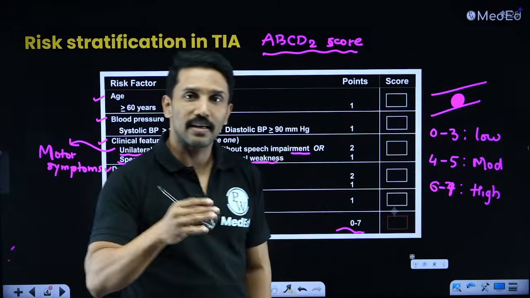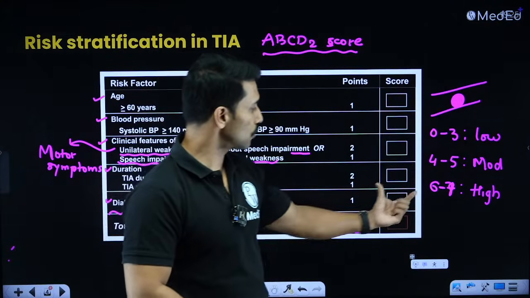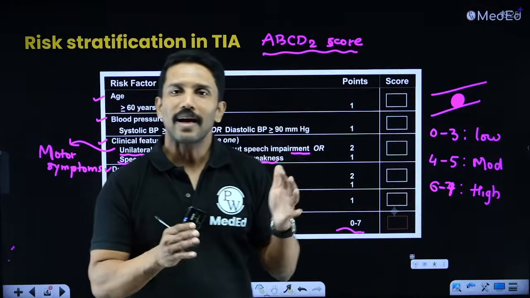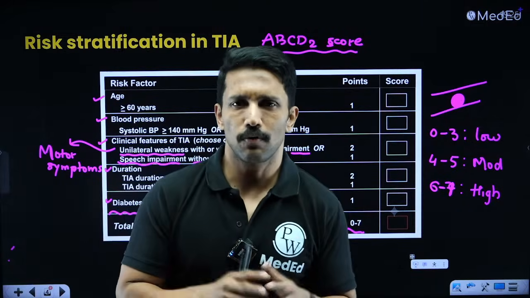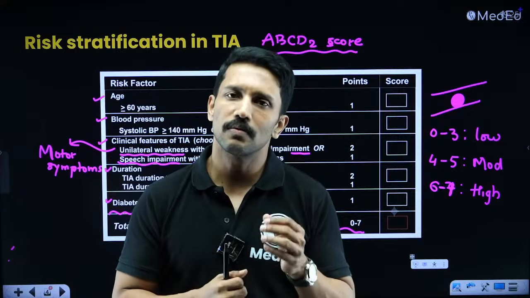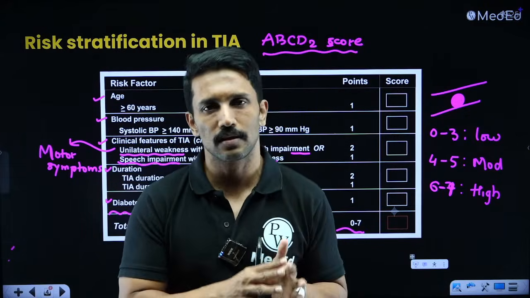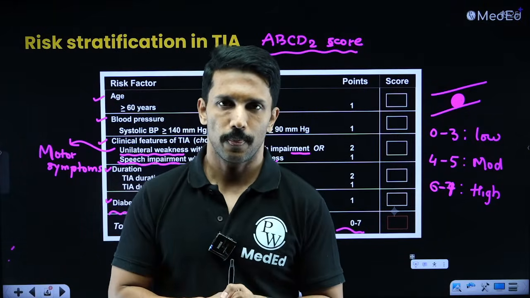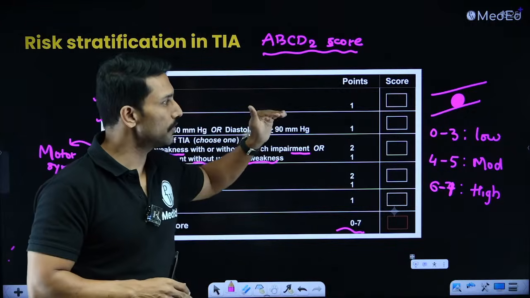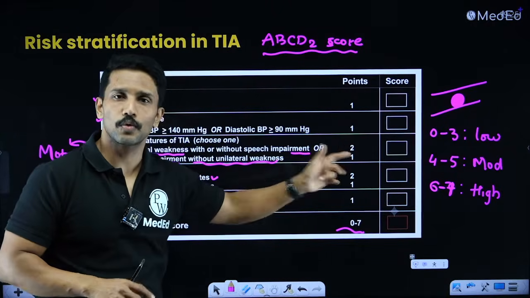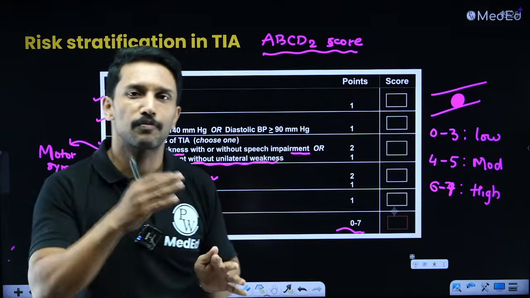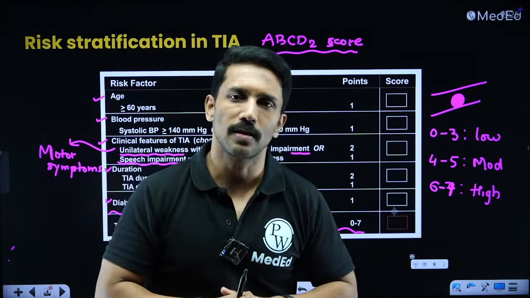If you look at the 90 days risk of stroke, of the patients who had a score of 6 or 7, close to 1 in 5, or you can say 15 to 20% of the patients, will develop a frank stroke within the next 3 months or 90 days. Okay, so that's why every time you have a patient with TIA, you have to assess their risk of stroke, and accordingly we need to take some steps for minimizing the risk of stroke in the near future.